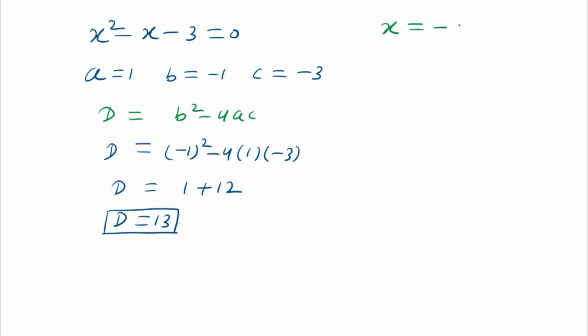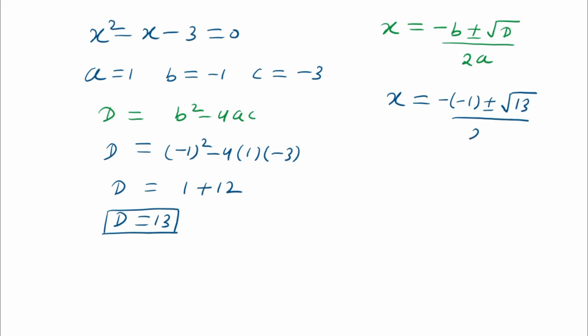And we know the quadratic formula: x equals minus b plus minus square root of D, divided by 2 times a, where D is the discriminant of this quadratic. So x equals minus b, which is replaced by 1, plus minus square root of the value of D, which is 13, divided by 2 times the value of a, which is 1. So x is equal to 1 plus minus square root of 13, divided by 2.